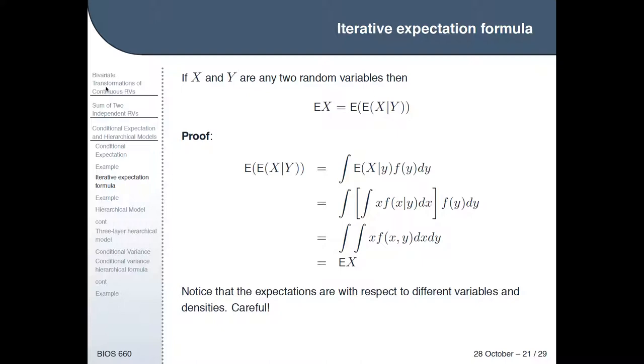So, yeah, as noted here, the expectations are with respect to different variables and different densities. It's a little confusing, but that's the way you do the proof.